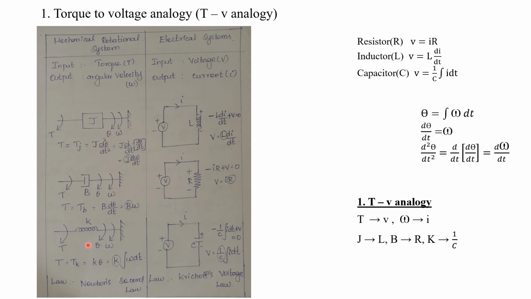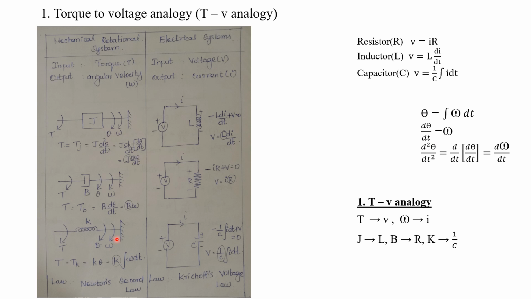Now using Newton's second law, we can find the torque acting on a body, that is, applied torque will be equal to opposing torque. Here there will be a single opposing torque Tk, that is equal to K into theta. This is the formula. Now we are going to write this theta in terms of omega. See here, this theta will be equal to integral omega dt. So directly we can write it as integral omega dt.